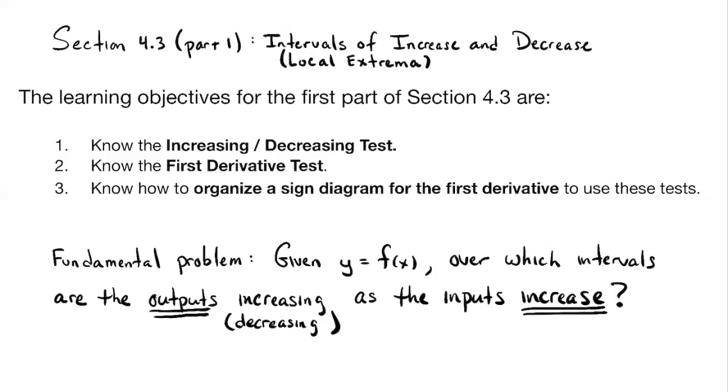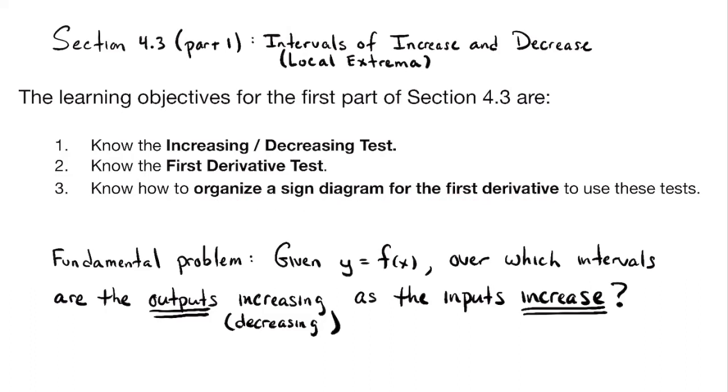We're going to start off by looking at this increasing decreasing test. It answers the first question: where is the function's outputs increasing and where are they decreasing? The first derivative test is a nice way to classify the local extrema, and we'll actually be able to do all of this work with a nice sign diagram for the first derivative. We've seen sign diagrams before back in chapter 3 when we were analyzing the motion of a particle along a line. We're basically going to use those sign diagrams in the same way here to make inferences about where a function's outputs are getting bigger and where its outputs are getting smaller.